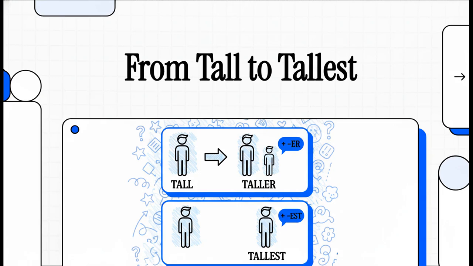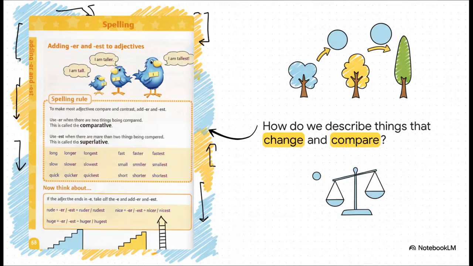How do we go from a word like tall to taller and then all the way to tallest? It seems super obvious, but the rules behind how we compare things in English are actually a perfect example of some really simple, elegant logic. So in this explainer, we're going to break that system down piece by piece. Okay, let's dive right in.